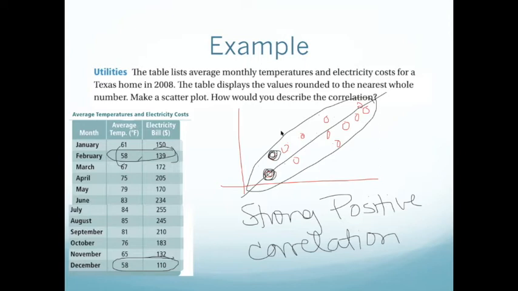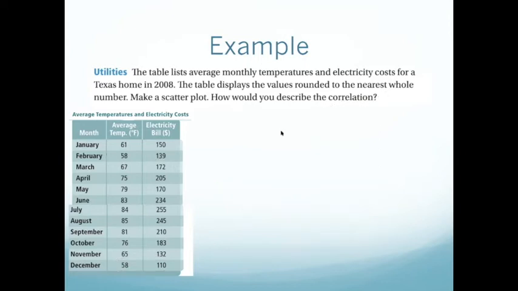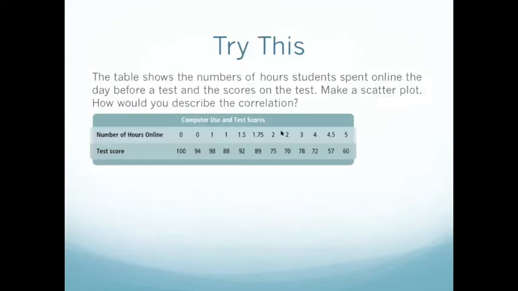Let's look at another example. So this time, the table shows the numbers of hours students spent online the day before a test and the scores on the test. So we're going to make a scatter plot and then describe the correlation. I want you to try this.